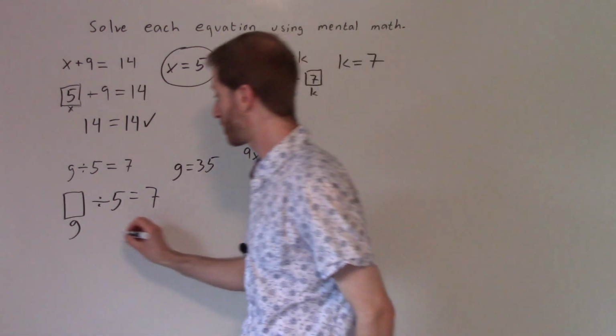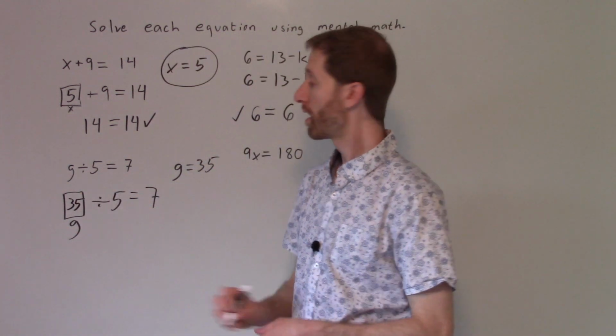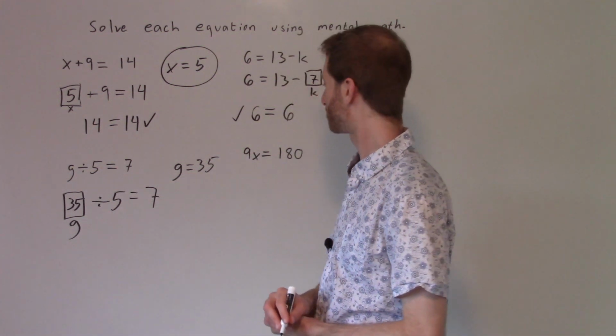Now, how do we check? Well, plug in your answer. Evaluate that answer for your variable. 35 divided by 5 is 7, so we know we're right.